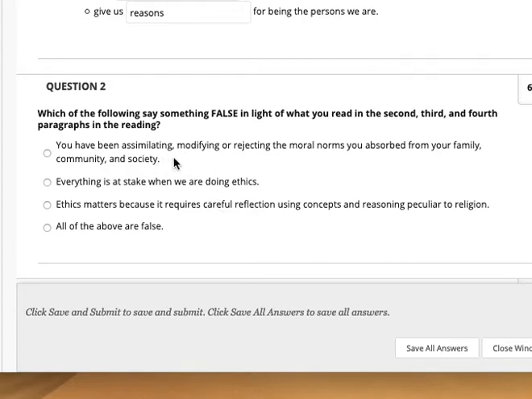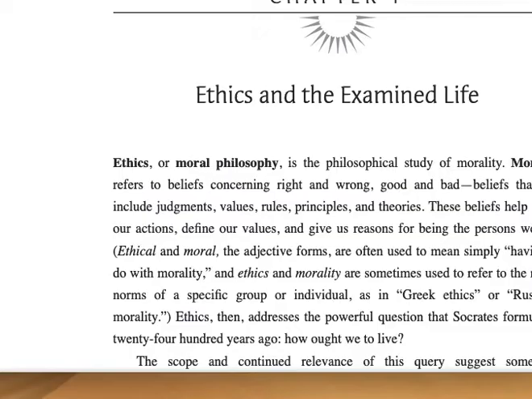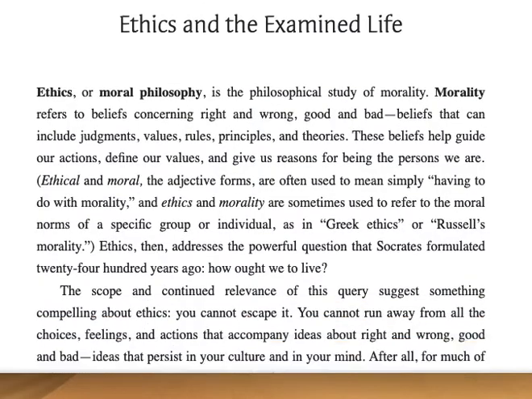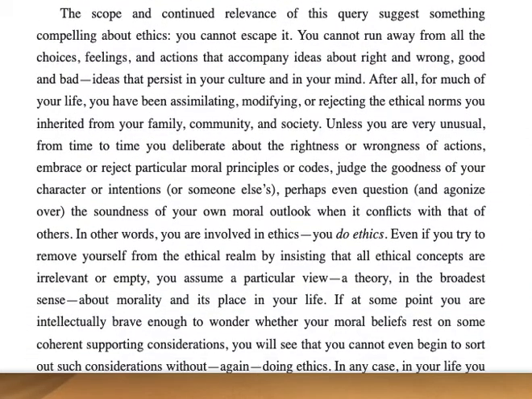So let's see if this idea is in the second paragraph. You have been assimilating, modifying, or rejecting moral norms you absorbed from your family, community, and society. Okay, so she told me to go to the second paragraph. So that's paragraph 1. This must be paragraph 2. Okay, so I think I'll reread this paragraph. If you want to reread this paragraph, you can. You can also try to scan it, but it's talking about ethical norms that we've accepted.